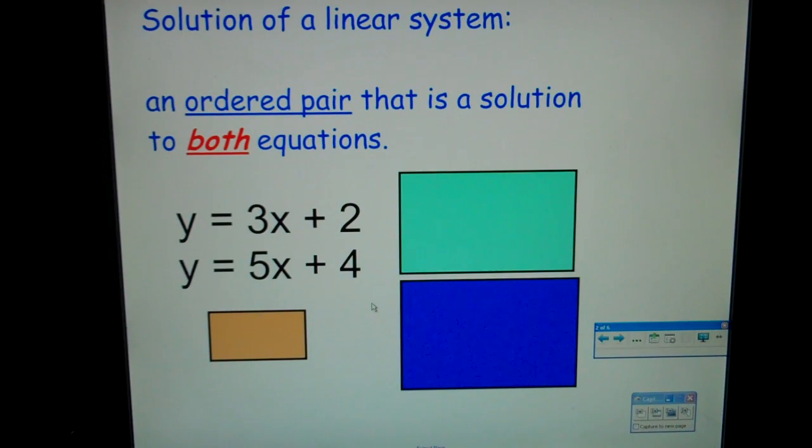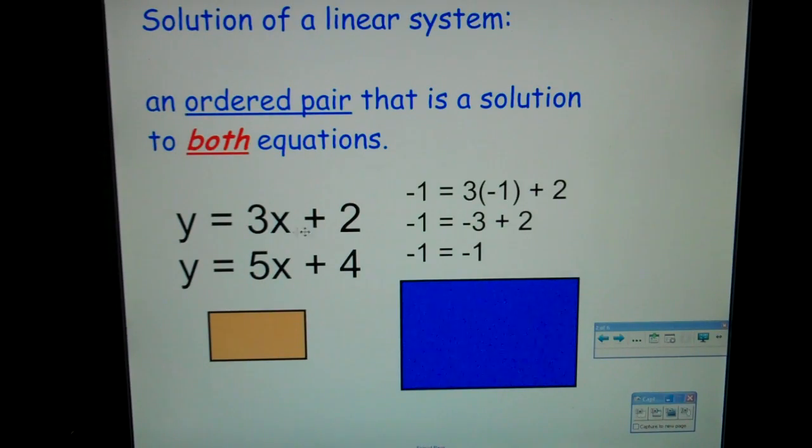Alright, you came back to me. Did you find any? Any one x value that you can put into both of these that makes it true? Well, if you guessed -1, you would have been correct. Because here's the first one. Look at your first equation, y equals 3x plus 2. If I plug in -1, 3 times -1 plus 2, I do all my math, I end up with -1.